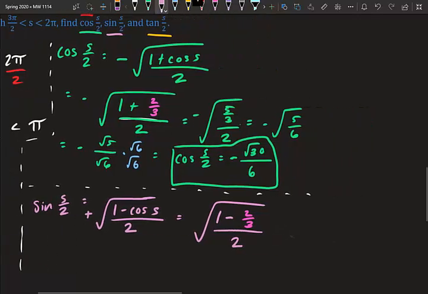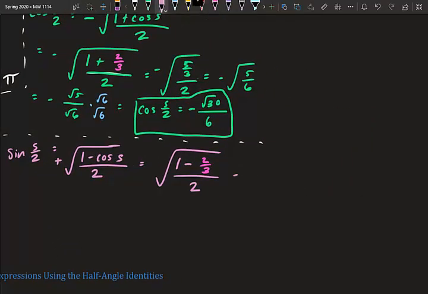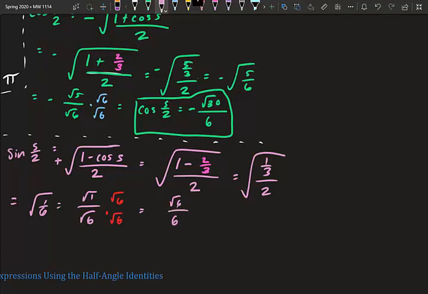Let's simplify our fraction, because we can. On the top, we have 3 over 3 minus 2 over 3, which is 1 over 3, all over 2. We simplify inside, so we have 1/3 divided by 2, which is just 1/6. We separate our fraction, so we have square root of 1 over square root of 6. We rationalize our denominator, and we get square root of 6 over 6, and that is what sine s over 2 is.